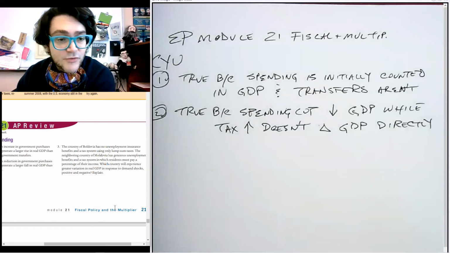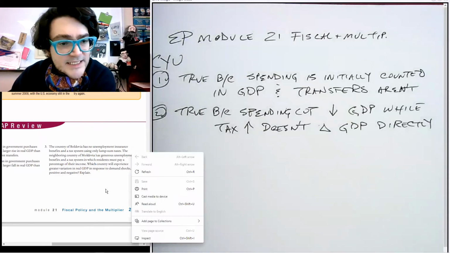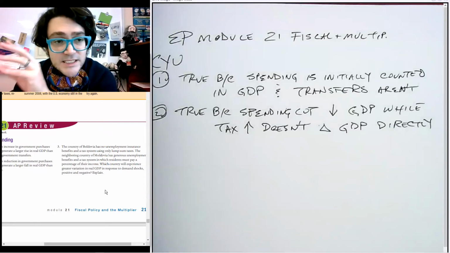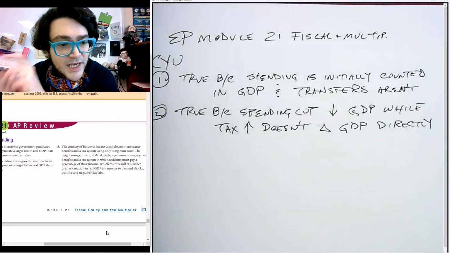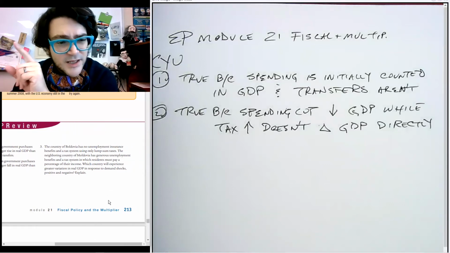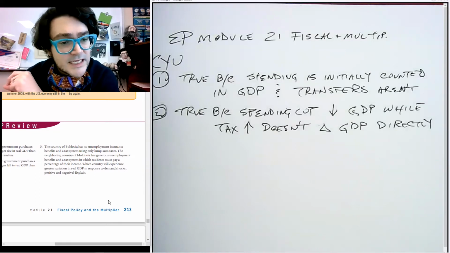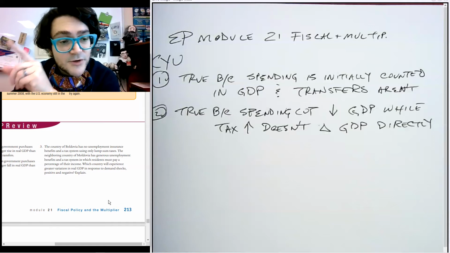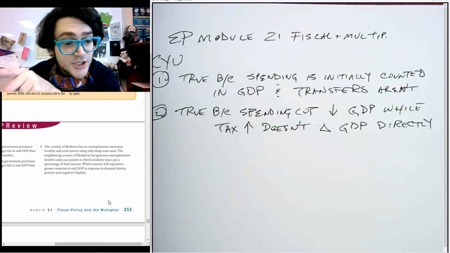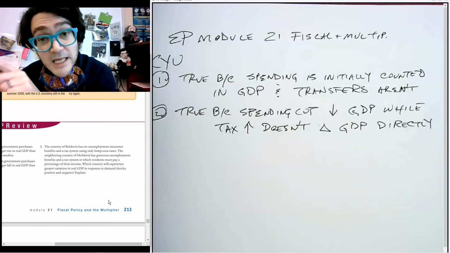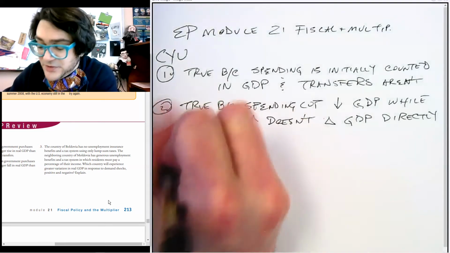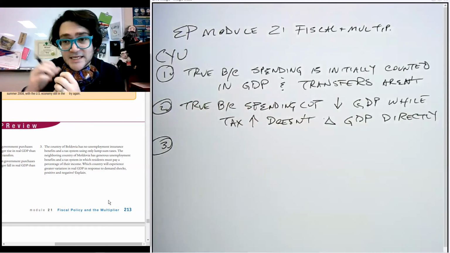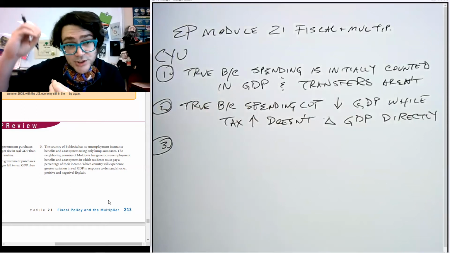Number three, the country of Moldova, I don't know what that is, has no unemployment insurance benefits and a tax system using only lump sum taxes. They're telling us that so that we can simplify the model. The neighboring country of Moldova has generous unemployment benefits and a tax system where people pay a percentage of their income. Which country will experience greater variation in real GDP in response to demand shocks, both positive and negative? Explain. So this is getting you to think about the purpose of unemployment benefits and a tax system that responds to people's changes in incomes.